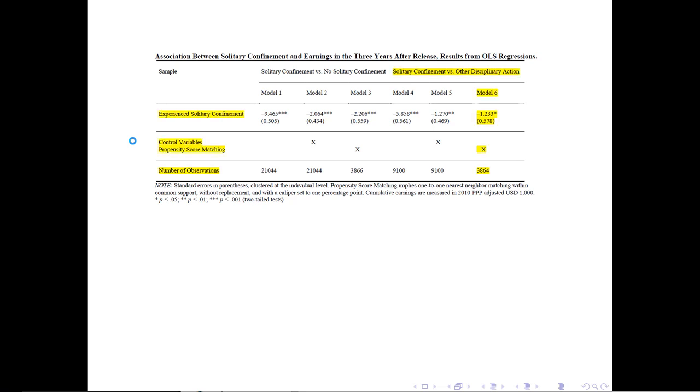When we look at earnings instead, and here again we're going to focus on the preferred model, being placed in solitary confinement relative to just experiencing some other disciplinary sanction leads to about a $1,200 decrease in cumulative earnings in the 3 years after release. So a substantial decrease, especially when you think about how low the baseline level of earnings is for these folks.